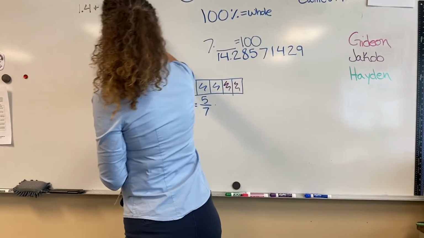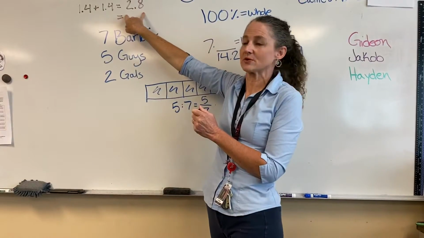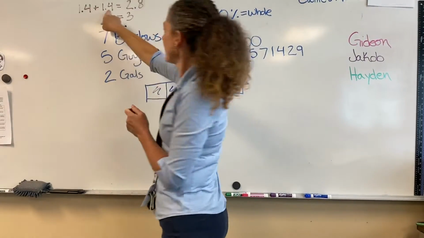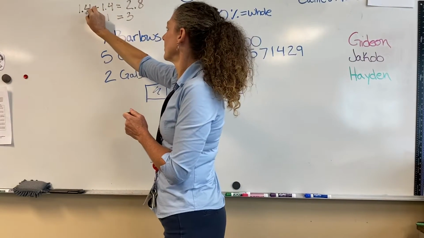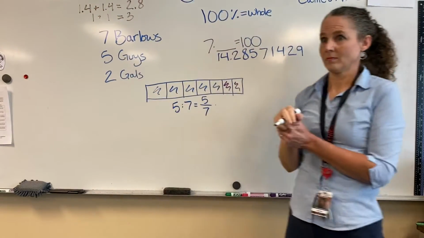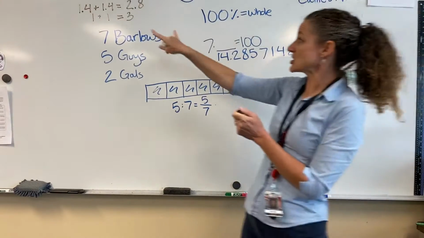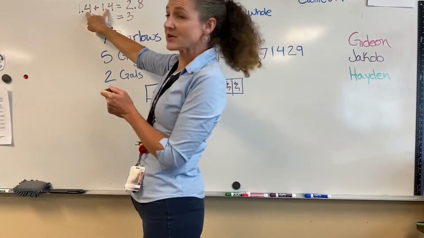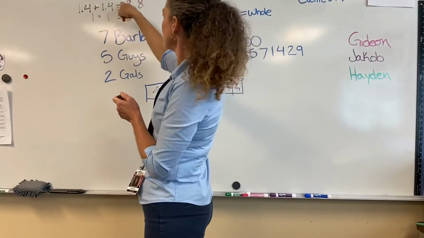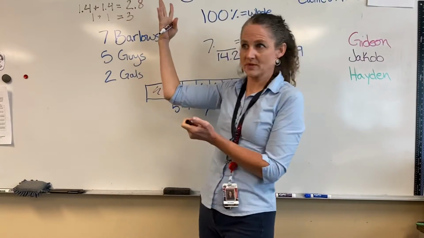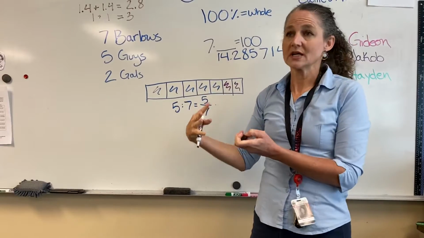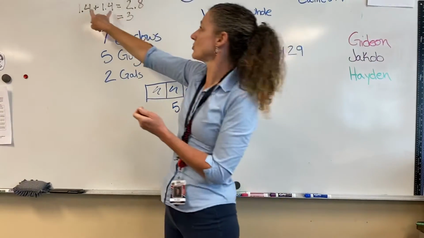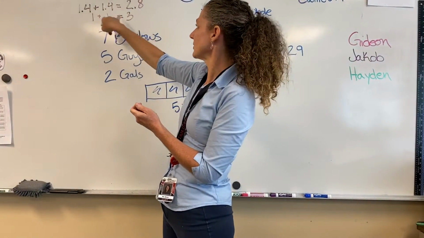But what do those round to? What does 2.8 round to? 3. What does 1.4 round to? 1. If I just saw these 1.4s and I rounded them at the beginning, I would have 1 plus 1 equals 2. But 1.4 plus 1.4 does not equal 2. It equals 2.8. So don't round in the middle of your problem. We need it to equal 3.